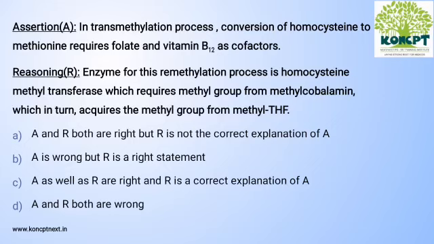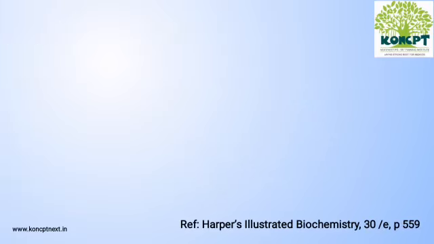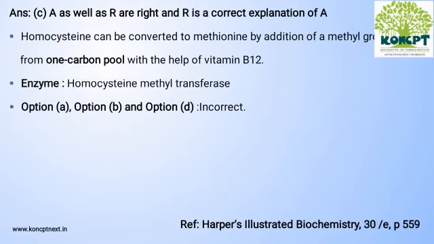So the different options are given. Option A: A and R are both right, but R is not the correct explanation for A. Option B: A is wrong but R is the right statement. Option C: A and R are both correct and R is a good explanation for A. And option D: A and R are both wrong. So the correct answer for this one is option C, where A and R are both correct and R is the very good and correct explanation for A.